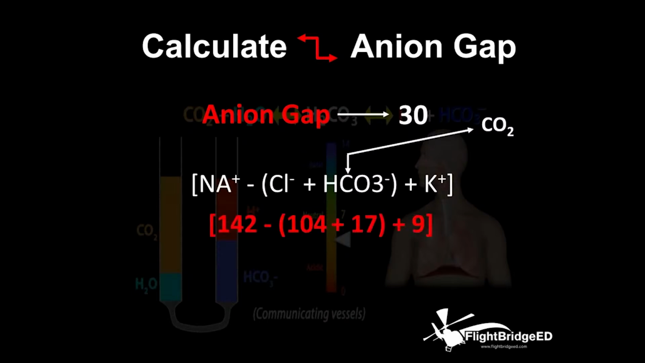So how are we going to do this? Plug the numbers in from the labs. We have a 104 chloride plus our serum bicarb of 17. We're going to do the parentheses first. So 104 plus 17. We move down. 104 plus 17 is 121. We're going to then subtract that 121 from the sodium of 142 and add our potassium, and we're going to get a gap of 30. That's how we would calculate that out. That gives us the ability to say, hey, this patient has a gap corrected greater than 20. That's significant. We know this patient likely is in a significant metabolic acidosis.